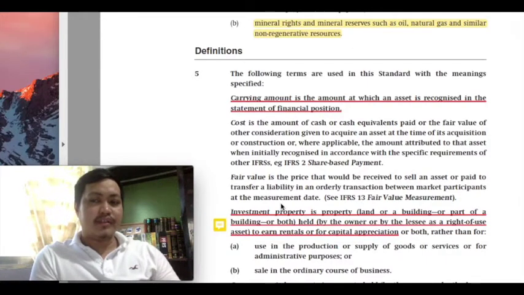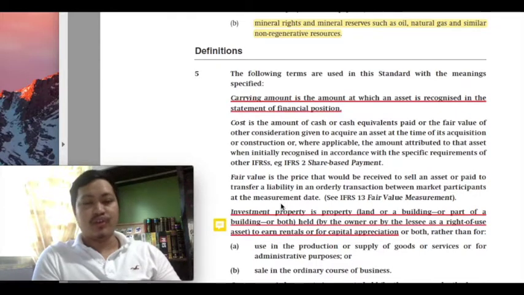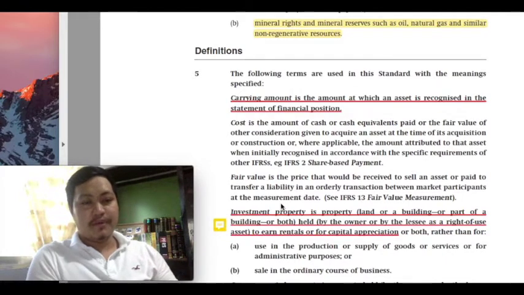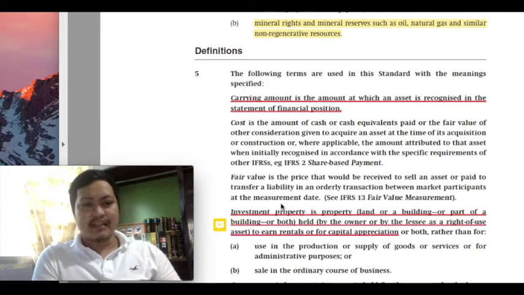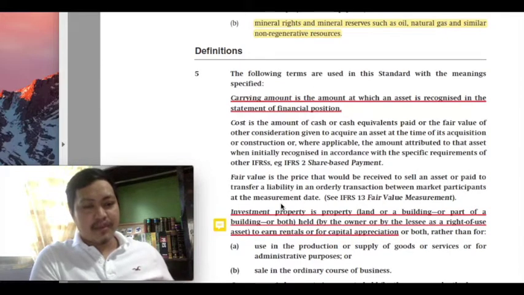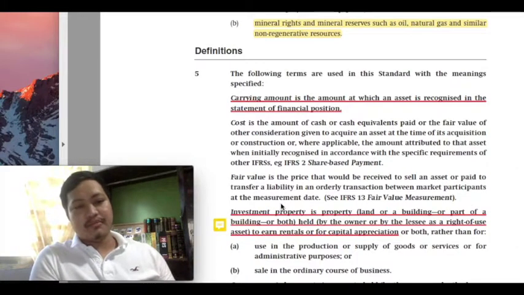Now, I want you to understand also that this is not the first time we are encountering land or building. Okay, we have encountered land and building in PAS 16. Okay, and I've also mentioned that land and building could also be part of your inventories, which will be covered by PAS 2. So basically, class, the same kind of asset, a land or a building, can be classified in different ways. The same piece of land, the same piece of building can be classified as inventory, can be classified as property, plant, and equipment, can be classified as investment property.